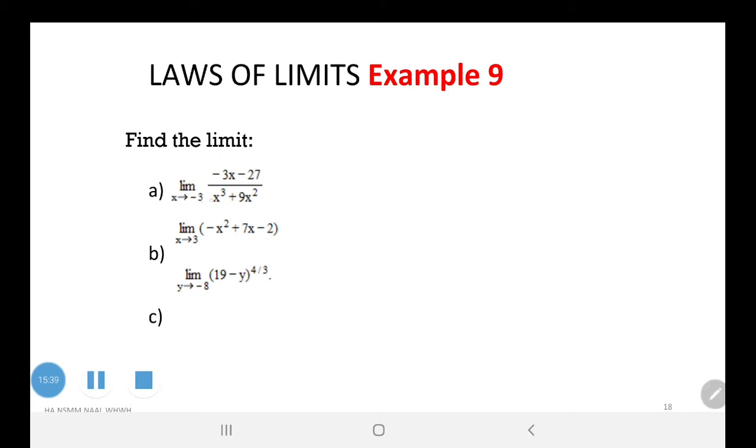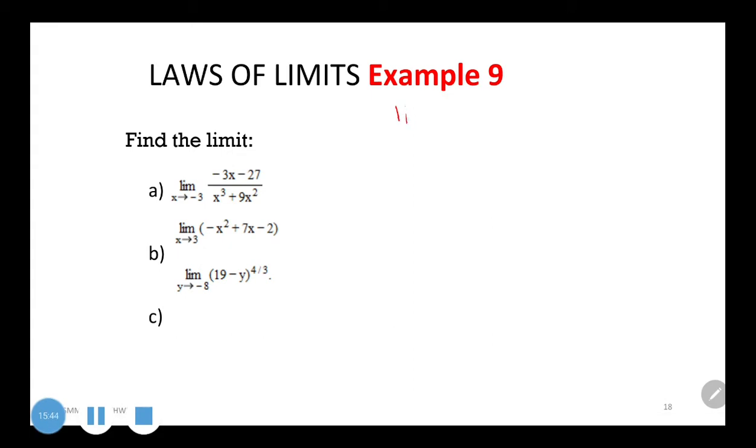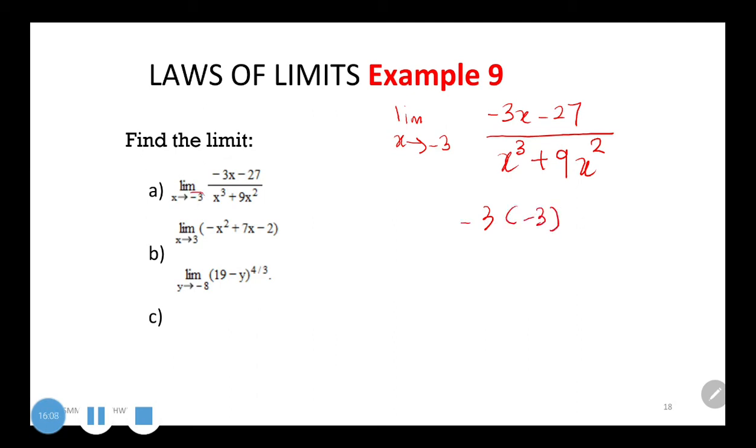Let's look at example 1 here. We try to solve it here. Let's see. Then just put in the value of minus 3 here. Okay, minus 27.